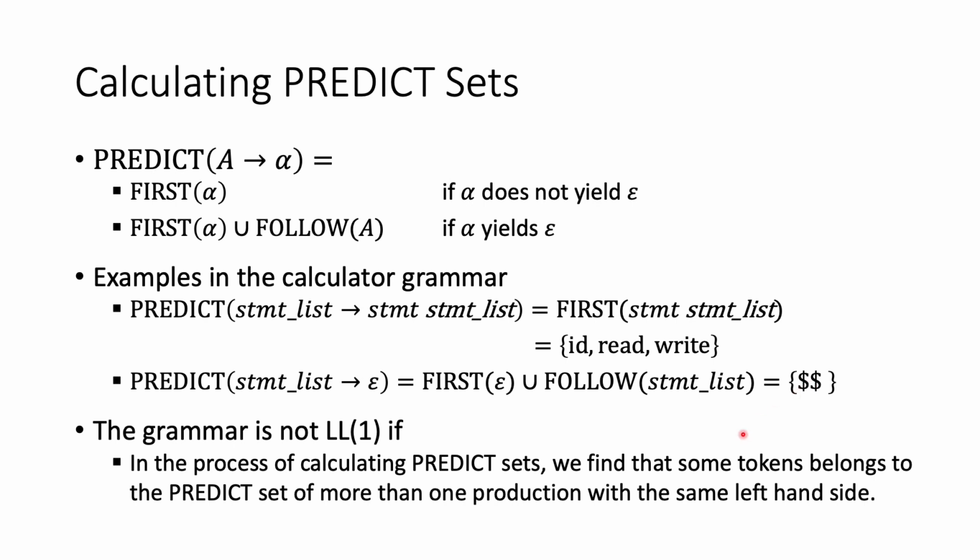Note that the calculator grammar we use as example in this lecture is LL1, but not all grammars are LL1. The given grammar is not LL1 if, in the process of calculating predict sets, we find that some tokens belong to the predict set of more than one production with the same left hand side. Because then we would not be able to choose which production to employ when the left hand side is at the top of the parse stack.